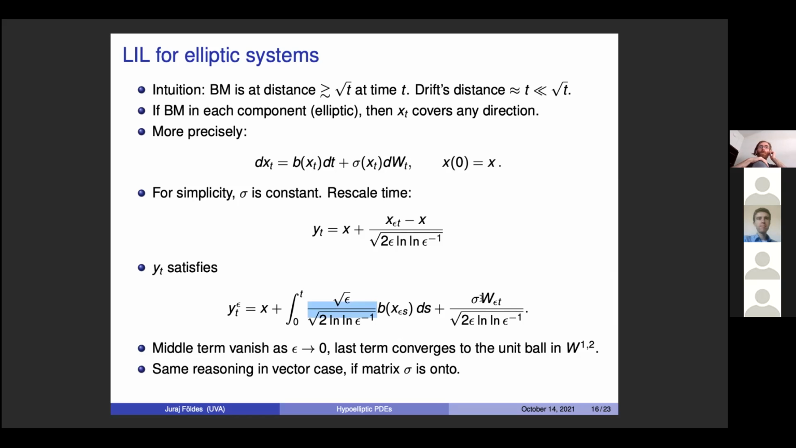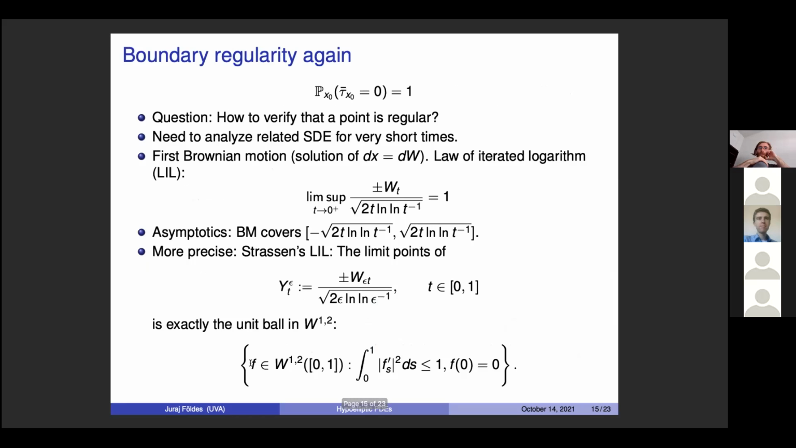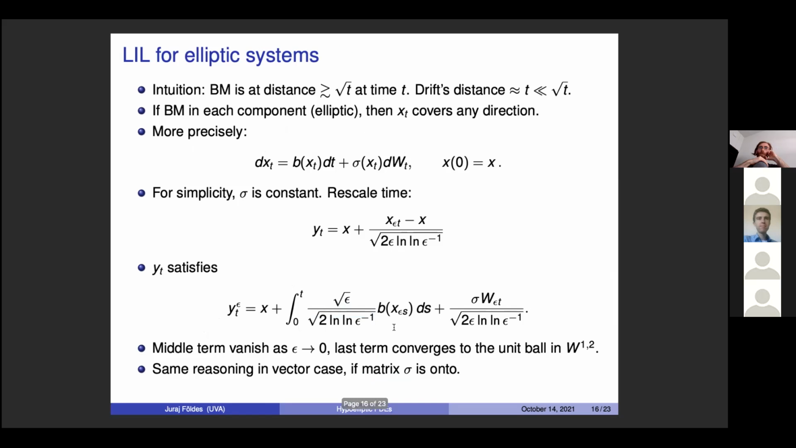But in this one, I have the Brownian motion divided by the right scaling. And by Strassen's law of iterated logarithm, I know that in the limit I get any W^{1,2} function with norm less than 1. So eventually, as epsilon goes to 0, this term will disappear, and I'm going to follow any path described by a Sobolev 1 norm function. Same reasoning: if the matrix is onto, I'm going to visit every single direction. So the points are going to be regular.